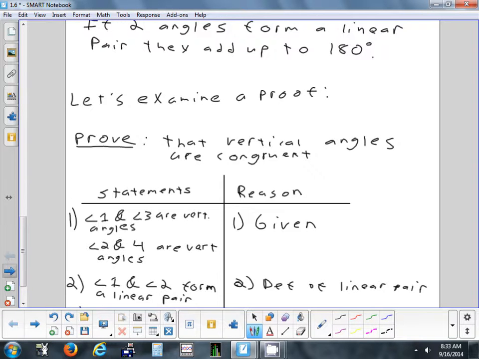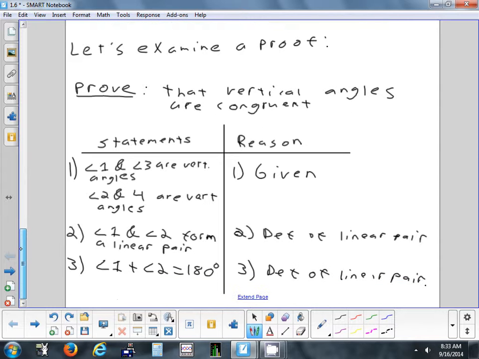Okay, let's look at our next statement. Next, I've said that angle 1 plus angle 2 equals 180. That's a fact that results from being a linear pair. I wrote definition of linear pair. Some teachers are more or less picky about the reasons you write here. I'm okay with that. Your book might write this step a little differently, but I think that's fine.